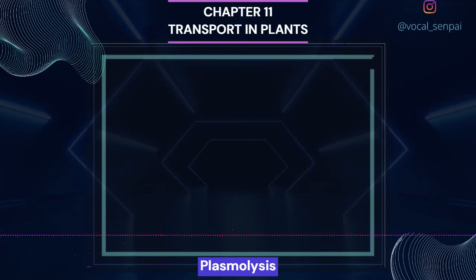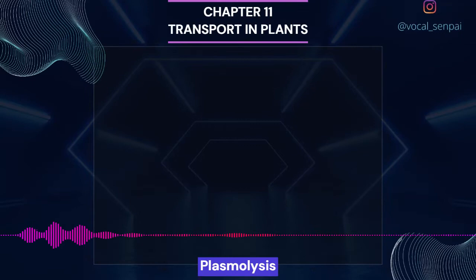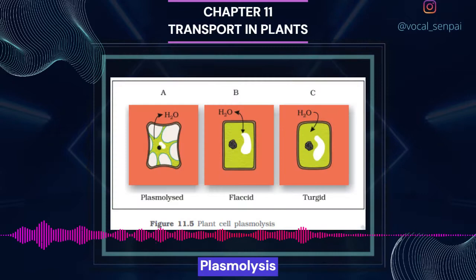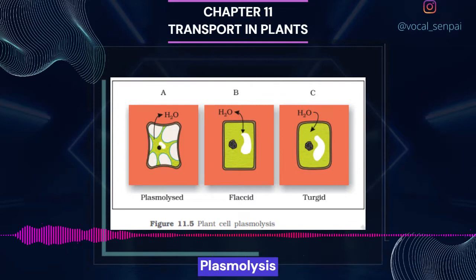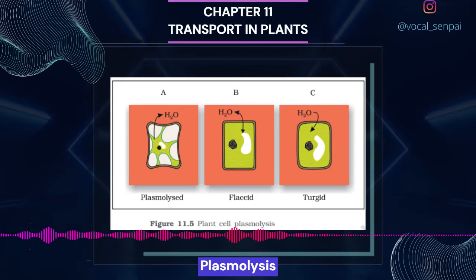If the external solution balances the osmotic pressure of the cytoplasm, it is said to be isotonic. If the external solution is more dilute than the cytoplasm, it is hypotonic, and if the external solution is more concentrated, it is hypertonic. Cells swell in hypotonic solutions and shrink in hypertonic ones.